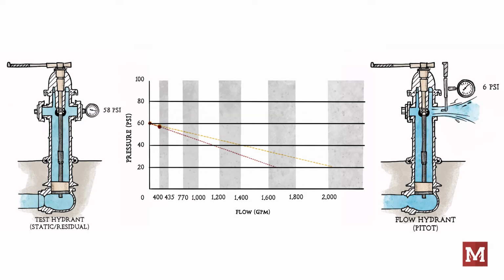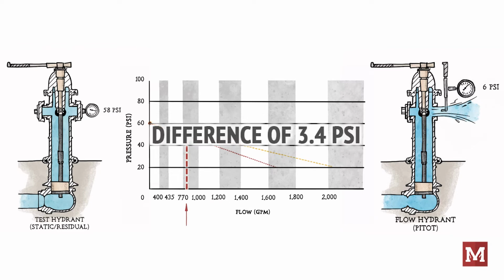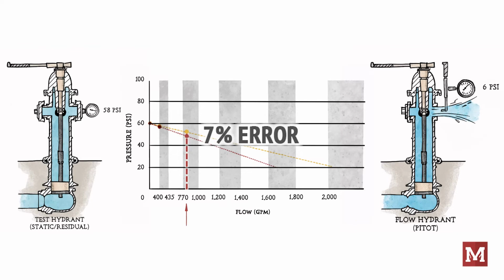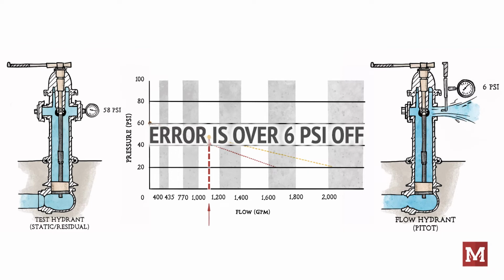Let's say our system demand would be a dry, ordinary hazard group 1 system that's on a slope, and our system demand comes out to about 800 GPM. Well, now the error results in a difference of 3.4 psi, or nearly a 7% error. If we get into a dry and sloped OH2 system, or say we start to get into storage systems that have demands, say around 1100 GPM, well, now our error is over 6 psi off, and that's a 13% difference from the real water supply.